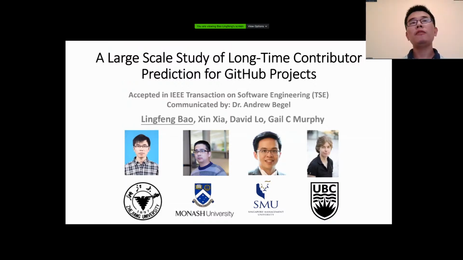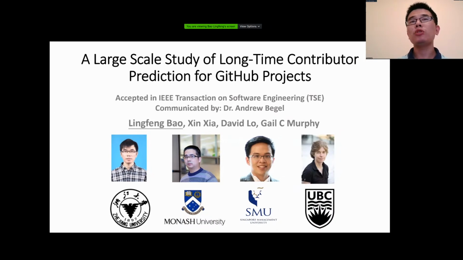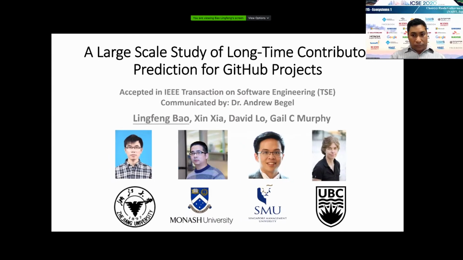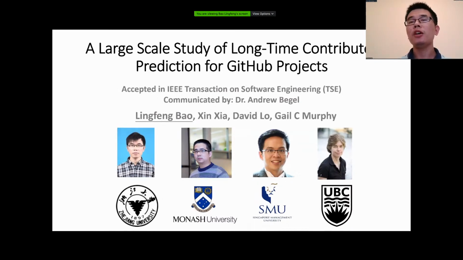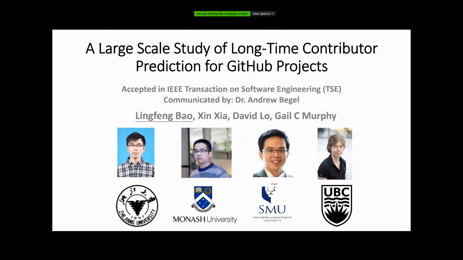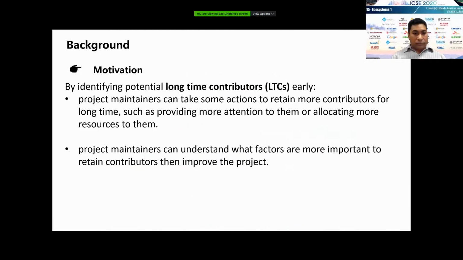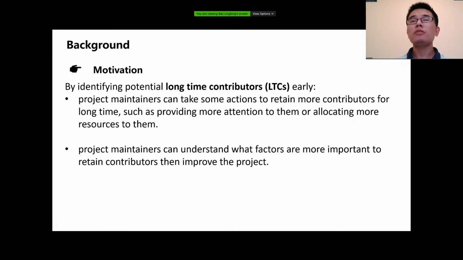Hi, my name is Lingfeng Bao from Zhejiang University, and I will present our work, a large-scale study of long-time contributor prediction for GitHub projects. This paper has been accepted by GSE, and the co-authors are Xinxia from Monash University, David Lowe from Singapore Management University, and Guillaume Murphy from University of British Columbia.